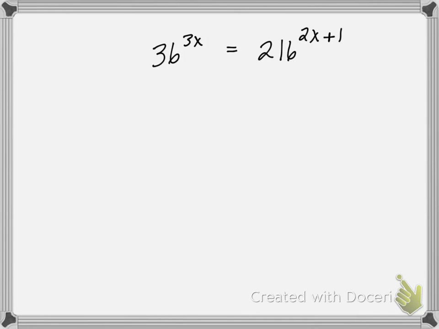So in this example, our first goal is to create bases that are exactly the same on both sides. Right now they're different. The left-hand side has a base of 36 and the right-hand side has a base of 216. So where do you begin? You always start with the smaller number, which is 36, and you ask yourself, can I use 36 as the new base in order to get 216?